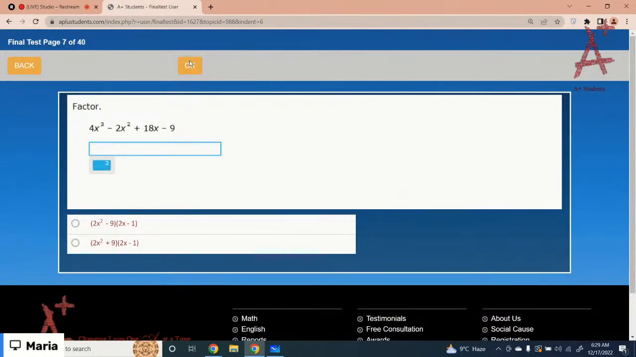Okay, again you can factor by grouping. So which option is the correct one? It would be 2x squared plus 9 and 2x minus 1. Got it?